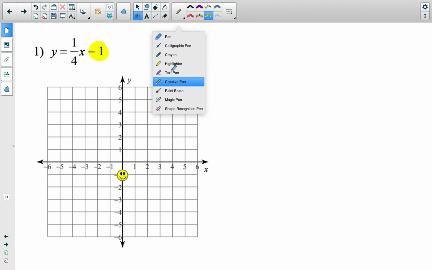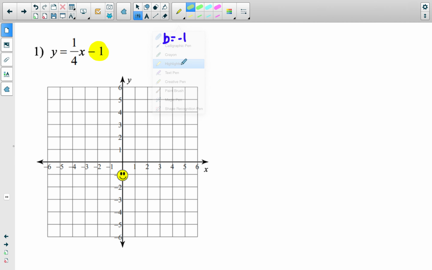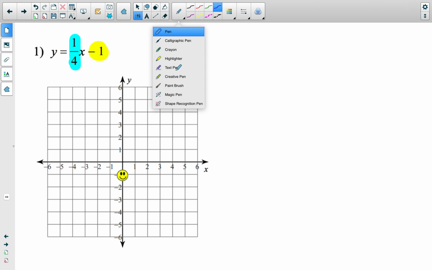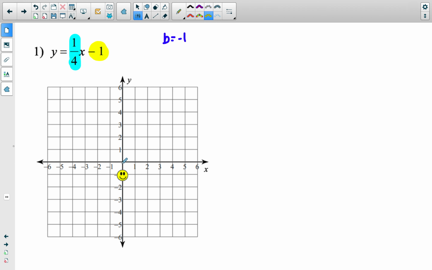Next, we're going to have to look at the slope. We need to figure out how many do we go up or down, how many do we go left or right until we put our next point. So here, the slope is 1/4. So we're going to go back to our smiley face here, to this y-intercept that we plotted. The slope of 1/4, remember, it's rise over run. So it's telling us we're going to go up 1 unit, and over 1, 2, 3, 4 units, and put our next point.